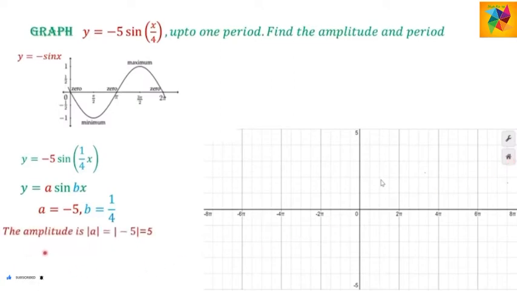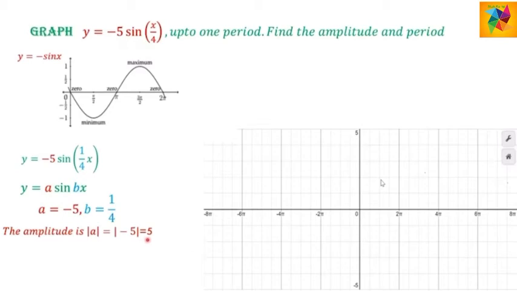Now that we know our a and b, we would like to find our amplitude. The amplitude for the function is the absolute value of a. So remember that a is equal to -5. So the absolute value of -5 is equal to 5.